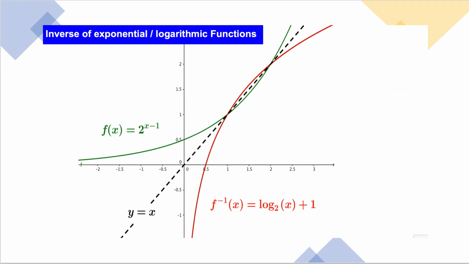And if we want to interpret it geometrically, we can interpret it this way. f of x is 2 in exponent x minus 1, and its inverse is log base 2 of x plus 1. As we see here geometrically, they are symmetrical with respect to the line y equals x.